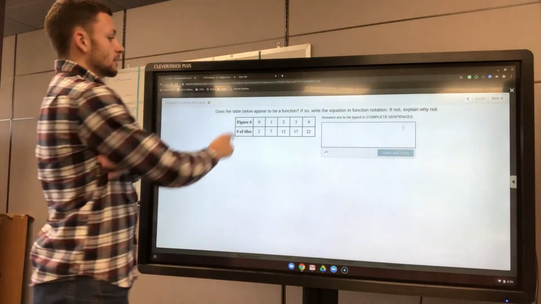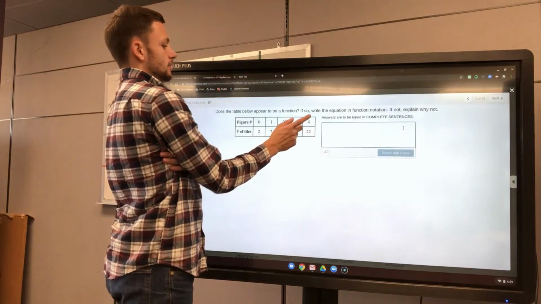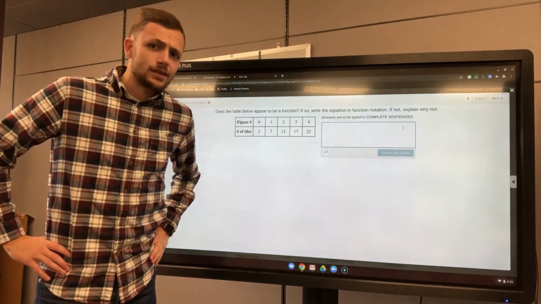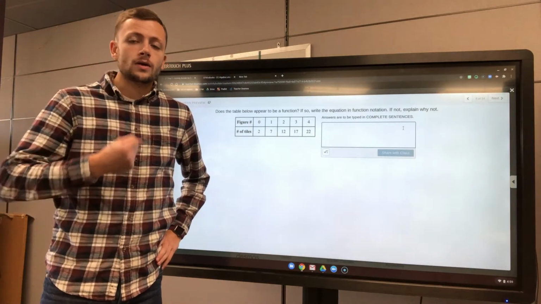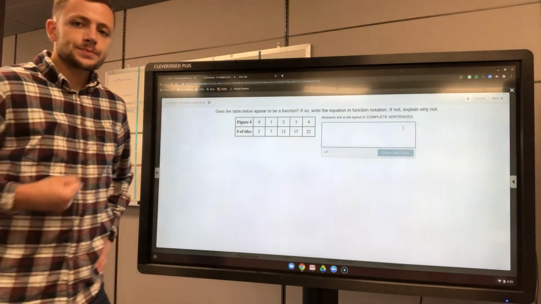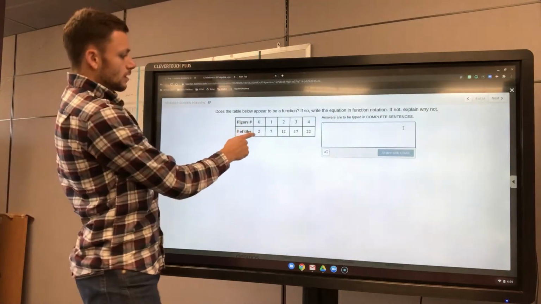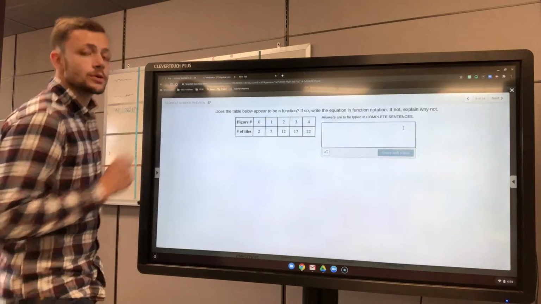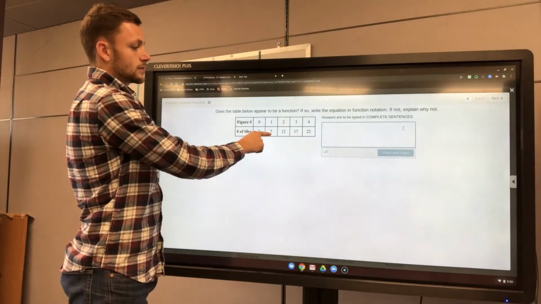So, if we take a look, we have our figure numbers, 0, 1, 2, 3, and 4, and our number of tiles. Now remember, at the very beginning, the first video we watched, our starting value, or like our starting number, is where our figure number was 0. So our starting value is 2. I've got 2 tiles for figure 0. But then when I increase my figure number by 1, I increase my number of tiles by 7.